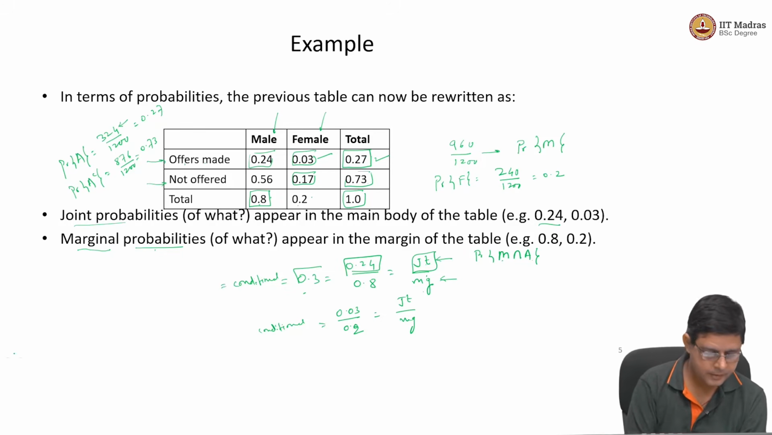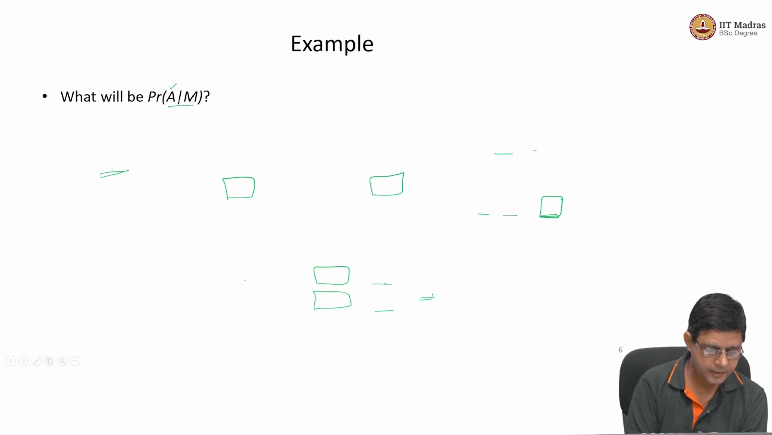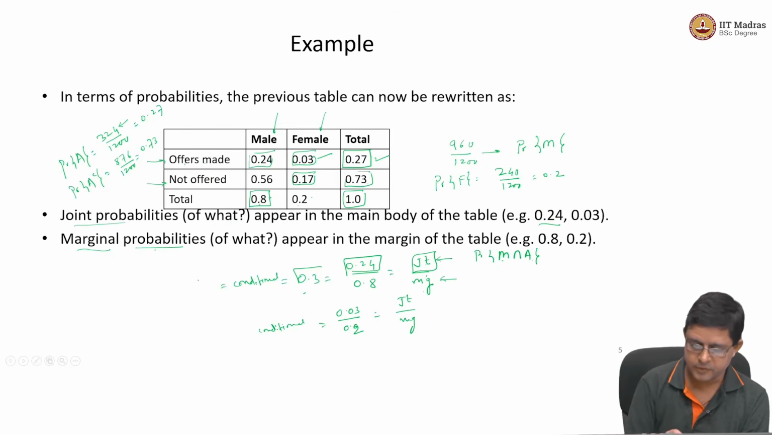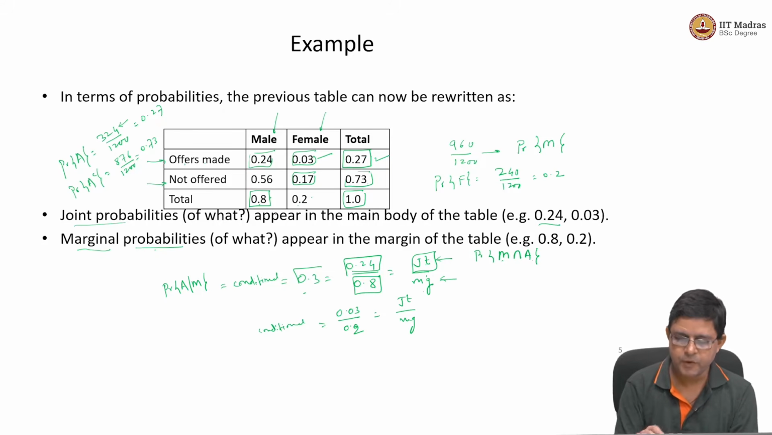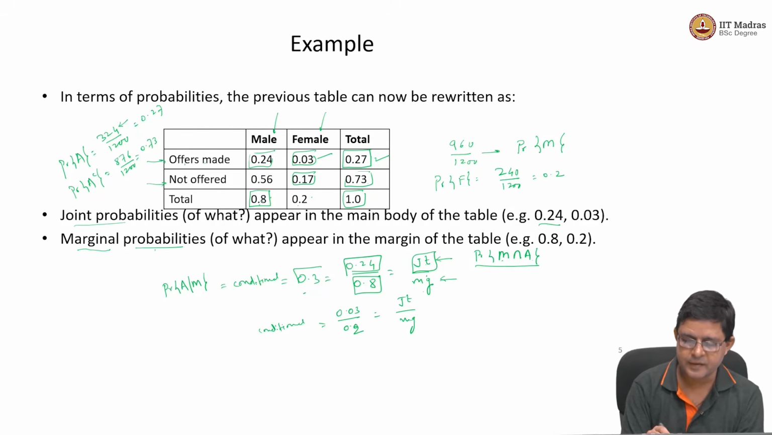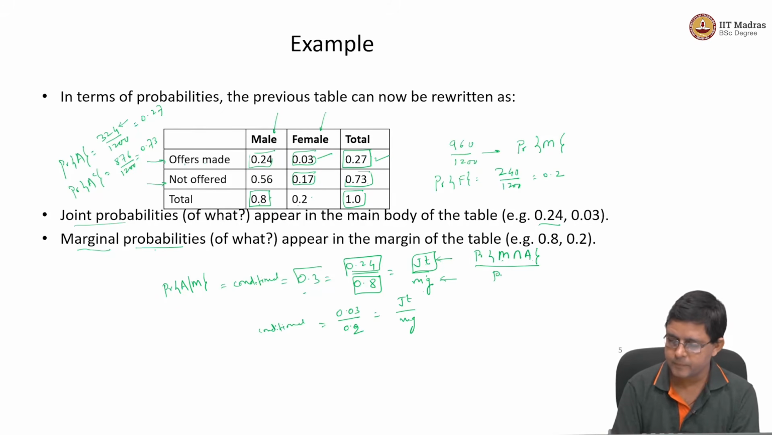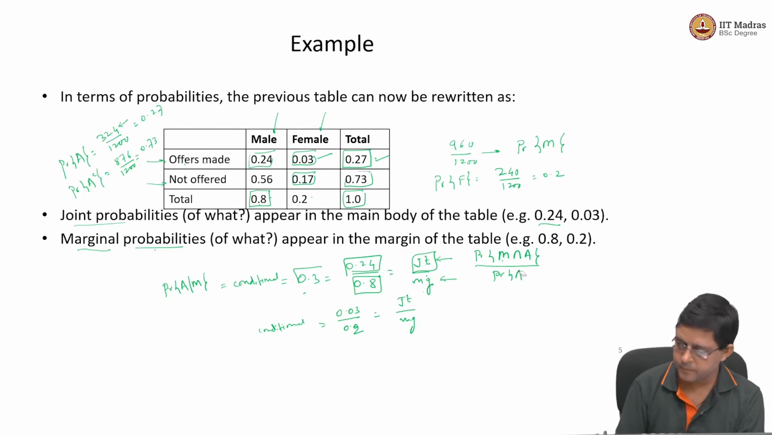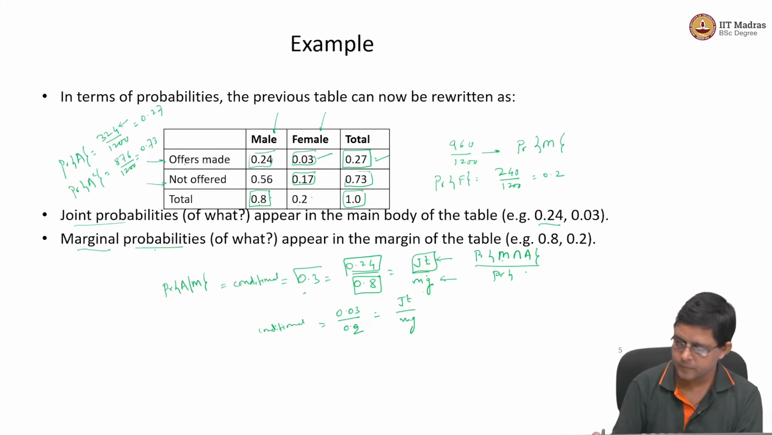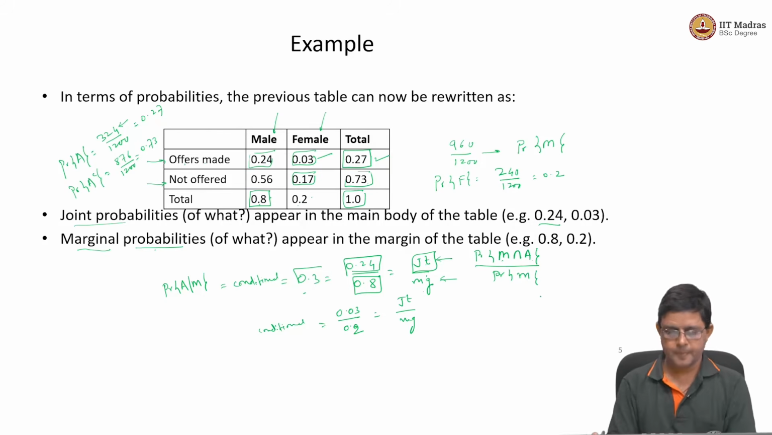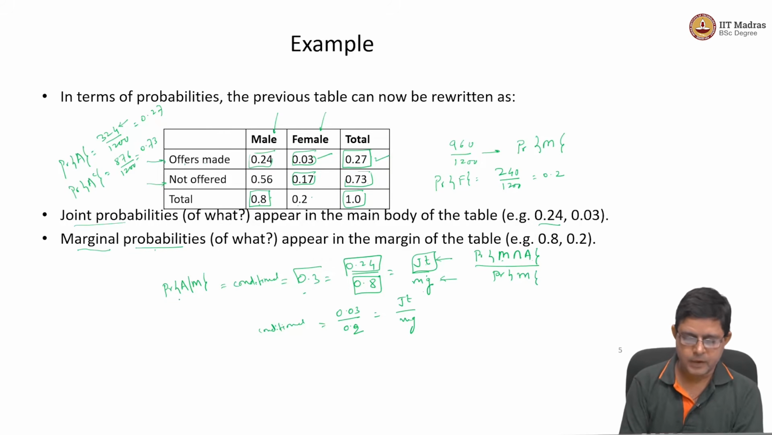What is this conditional probability? We saw that this is the conditional probability of A given M. And what is this 0.8? This 0.8 is a marginal probability that the candidate is a male candidate. Okay. So now you know the equation.